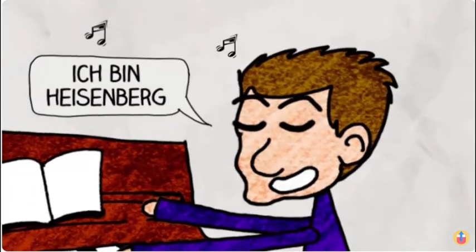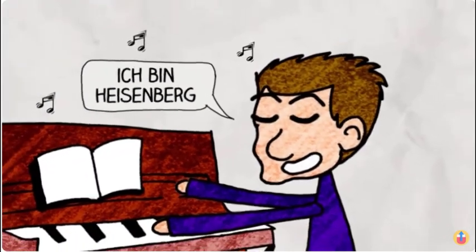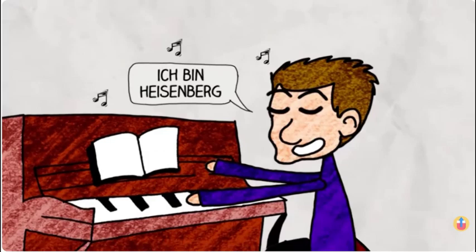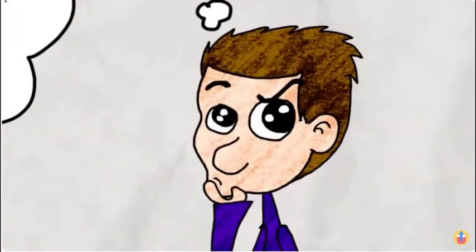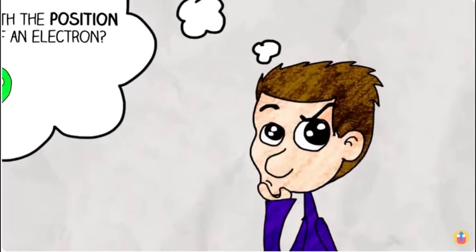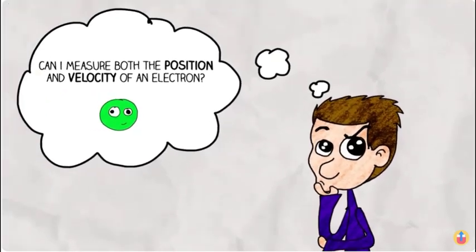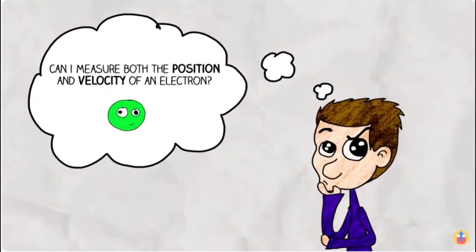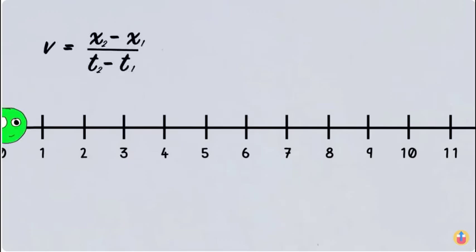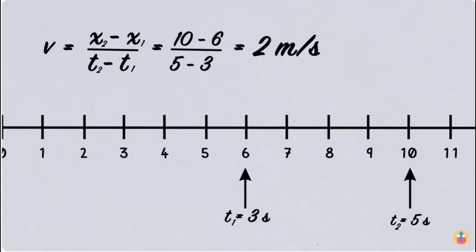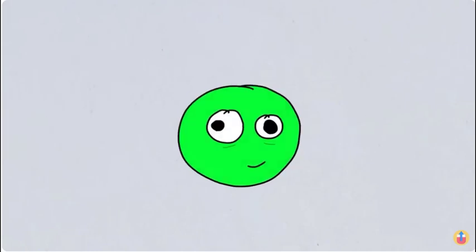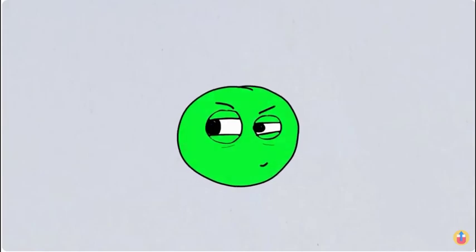Heisenberg was a German physicist who loved classical music and was a pretty accomplished piano player. Oh yeah, and he won the Nobel Prize for the creation of quantum physics. One day he was performing a thought experiment. He wanted to see if he could measure both the position and velocity of an electron. To measure the velocity of something, you just need to measure its position twice and divide by the time it took between each measurement. So it seems silly that you could measure something once, but not twice, right?